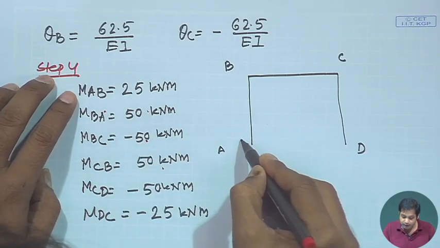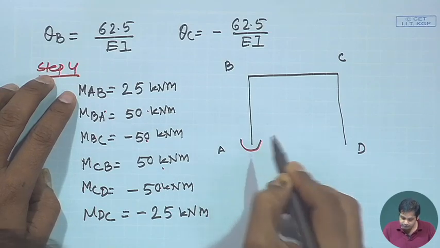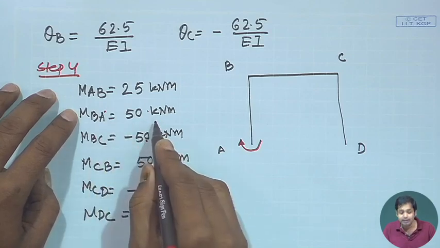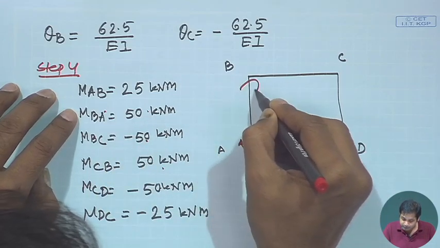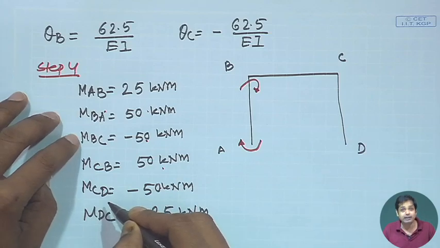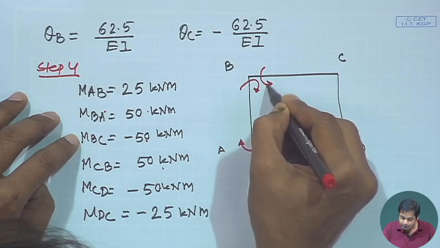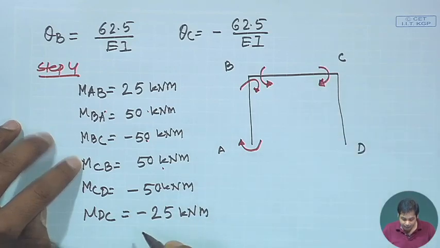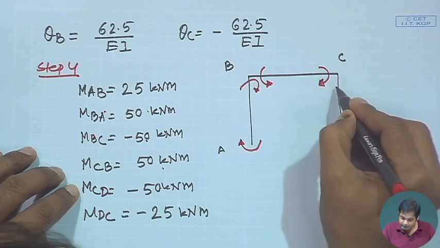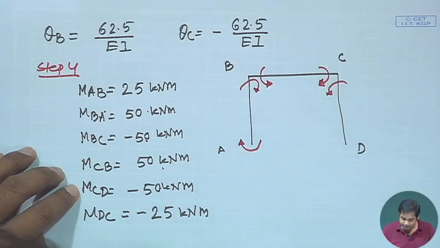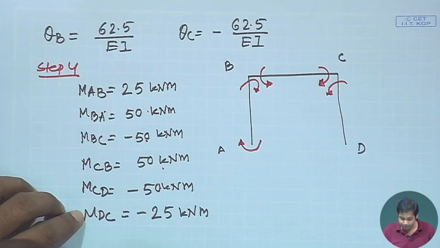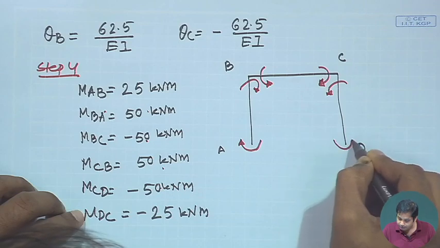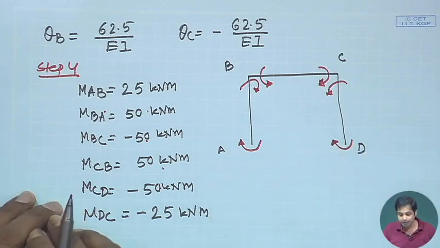25 means it is clockwise, right? And for BA it is 50. Again, it is clockwise. For BC, it is minus 50, meaning it is anti-clockwise, and for CB it is 50, meaning it is clockwise. For CD it is minus 50, meaning it is anti-clockwise, and for DC it is minus 25, meaning it is anti-clockwise.